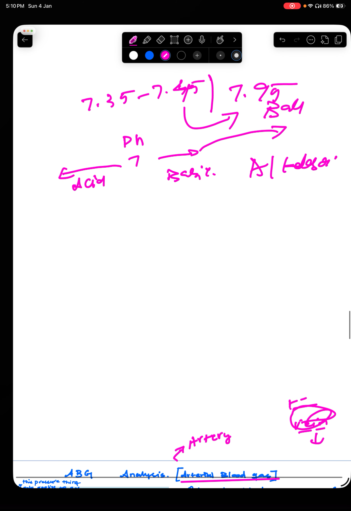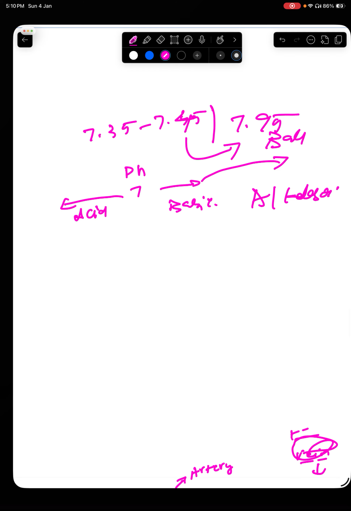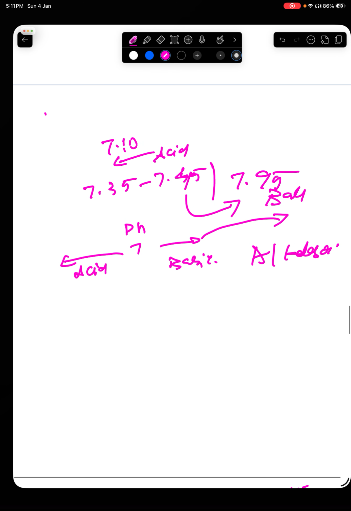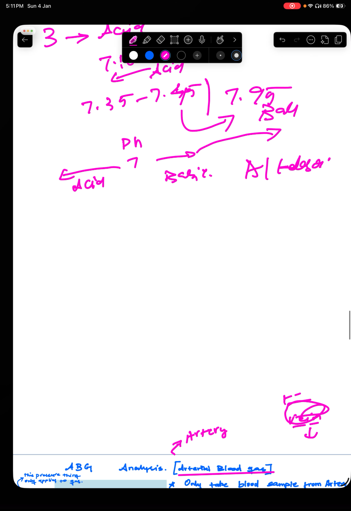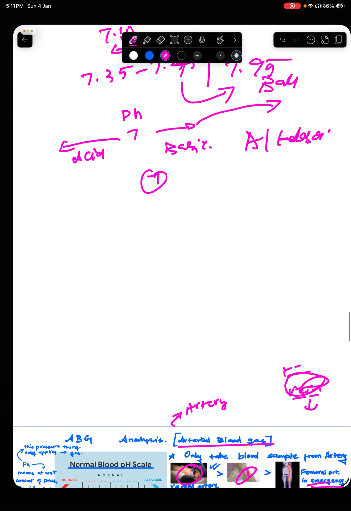Let's take another example. They have given the pH of the blood as 7.10. What does it mean? It has gone to the acidic side, so acidosis. Another example: if they have given 7.3, it is again acidosis. Hope you understood how the pH range differs and what it denotes. For blood the normal pH is 7.35 to 7.45. If it increases, then alkalosis. If this value decreases, then acidosis. Keep this in mind.